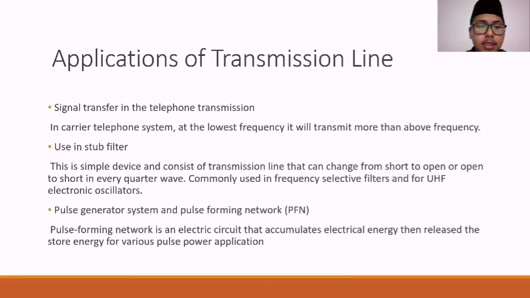Next, transmission lines are used in stub filters. This is a simple device that consists of a transmission line that can change from short to open or open to short in every quarter wave. This type of stub filter is commonly used in UHF electronic oscillators.